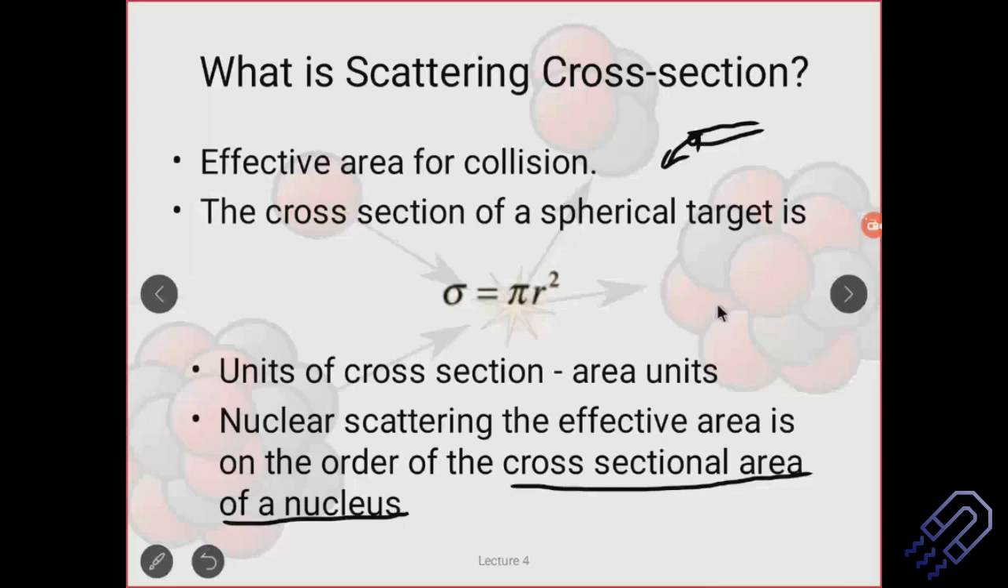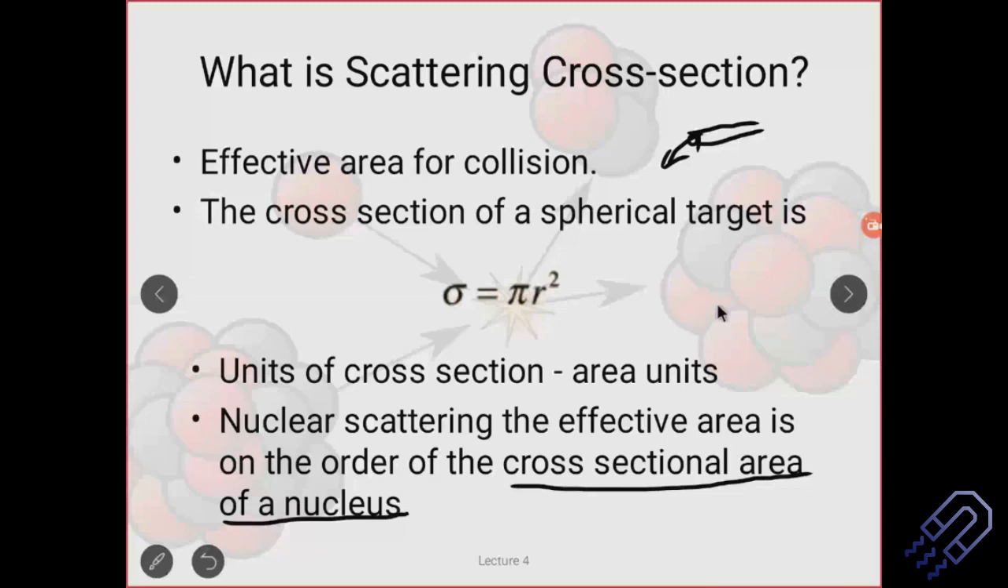So R is equal to R naught A to the power 1 by 3. The experiment was performed and the scattering was observed, and from there the constant R naught was determined. Once we know R naught, the A will also have an effect, and then we can find out the radius. If we consider A equal to 197, the radius is going to be 7 fermi.